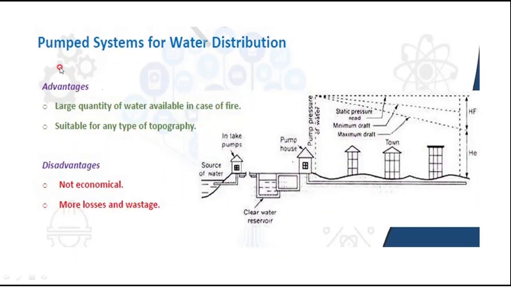And after that, combined has its own merits and demerits. You can study that one. I think draft, maximum draft, minimum draft. Here TEL, HGL they have drawn here. You can see that one.